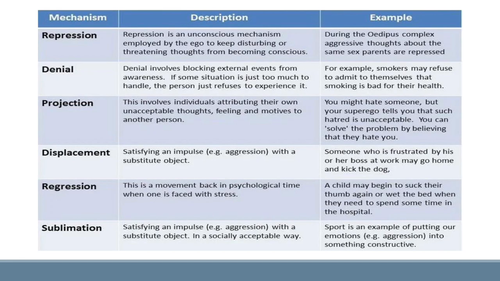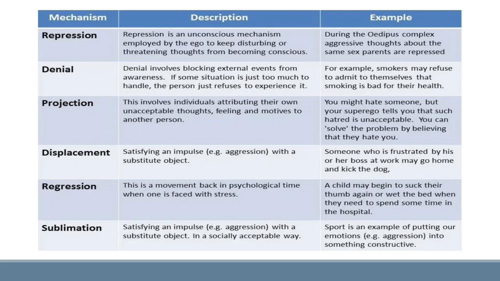Repression is an unconscious mechanism employed by the ego to keep disturbing or threatening thoughts from becoming conscious. So we repress those thoughts, like we try not to think about them. Denial involves blocking external events from our awareness, so we just try to not even think about it. The situation's just too much to handle, so the person refuses to experience it. Projection is when individuals attribute their own unacceptable thoughts, feelings, and motives to another person. So, projecting those thoughts onto someone else.